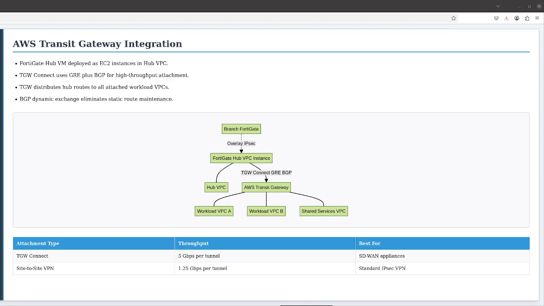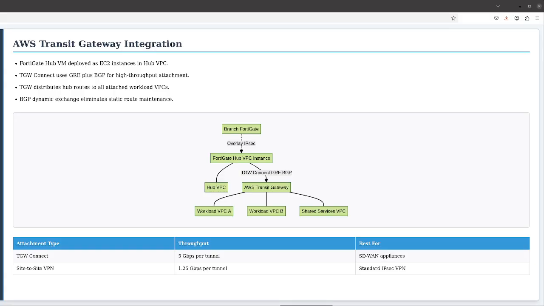AWS Transit Gateway Integration. Let me walk you through this AWS Transit Gateway integration diagram. Enterprises running their workloads in AWS often deploy the FortiGate SD-WAN hub inside an AWS VPC so that branch traffic lands directly in the cloud. The transit gateway then provides scalable connectivity from the hub VPC to all other workload VPCs. At the network perimeter we have branch FortiGate spokes, which are FortiGate devices at branch offices running the same configuration we built in Part 1.